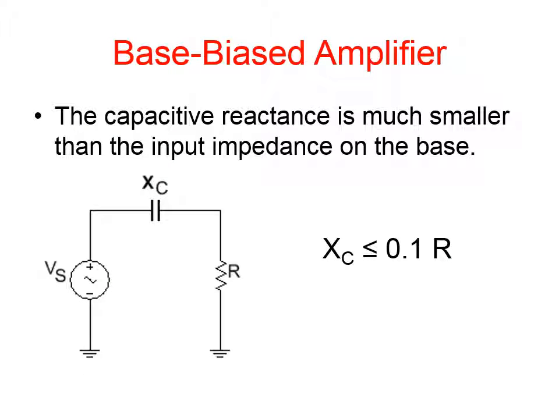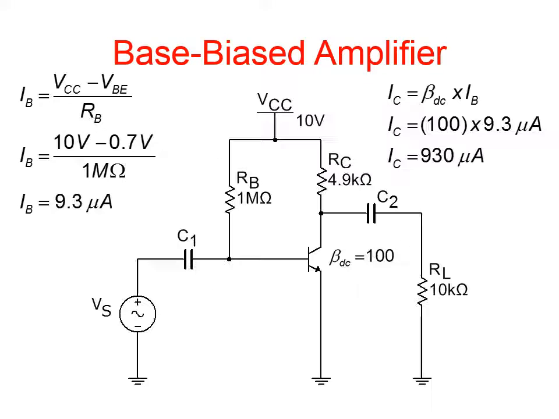So the first place we start is talking about base biased amplifiers. In these kind of amplifiers, the capacitive reactance, XC, is much smaller than the input impedance to the base. In other words, XC is much less than 0.1 times R. So here's an example. Let's work through this. So we have the typical amplifier setup.